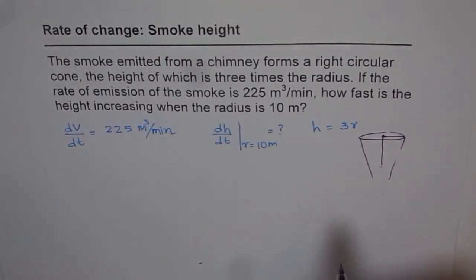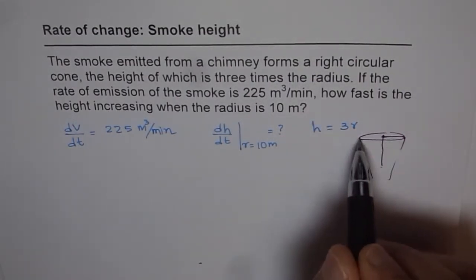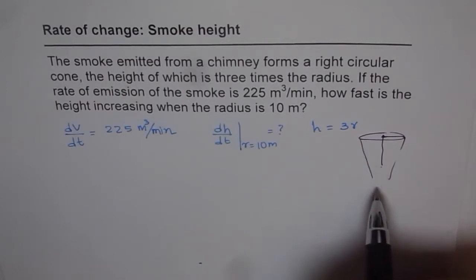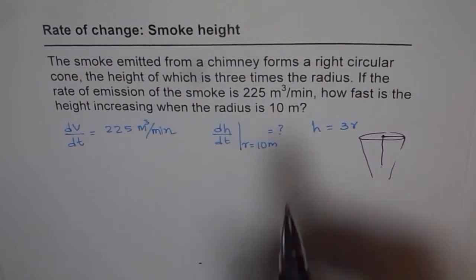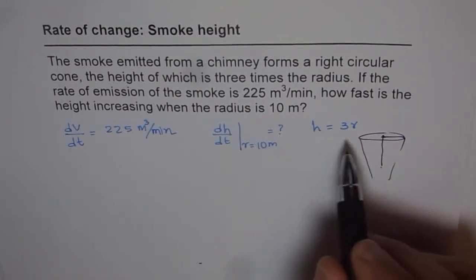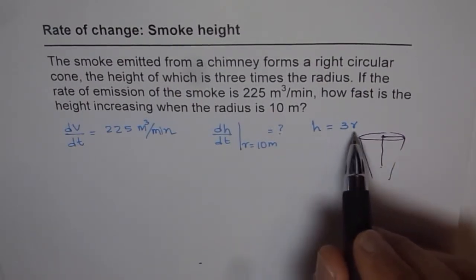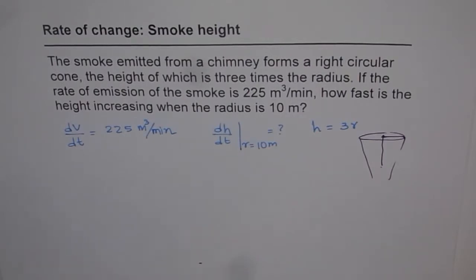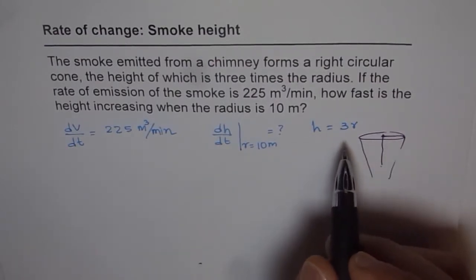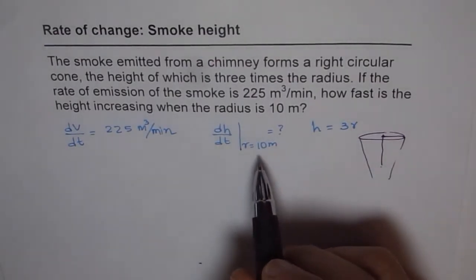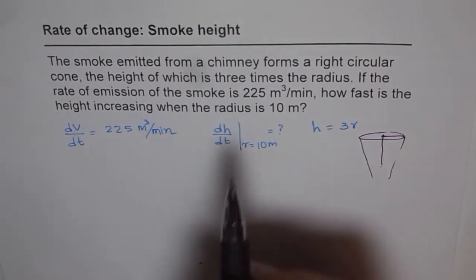But most of the time this relation will not be given to us, and in such cases when we are talking about a cone, we use similar triangles to find this relation, or sometimes the volume is given, then we use that volume to find these relations, right? Now here we are given the relation, so we'll not bother about that part, correct?